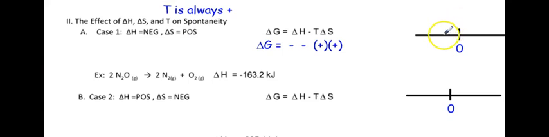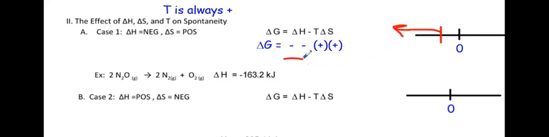All right, so let's say delta H is already negative, right? Let's say this is my negative value, negative 163.2. It's below 0, isn't it? So I'm going to subtract a positive number. Where does that put me on my number line if I subtract a positive? Doesn't it go this direction? And what kind of number will this always, always, always be? Yeah, delta G will always be negative.